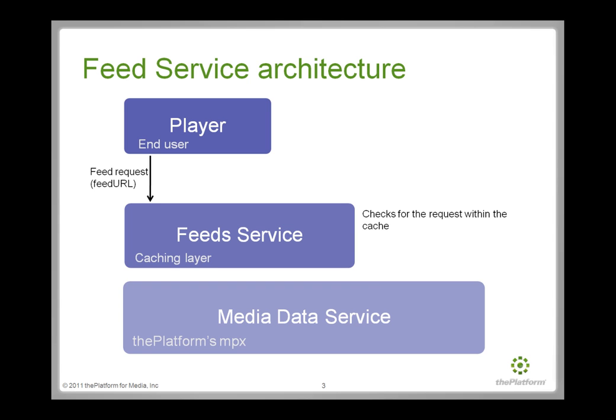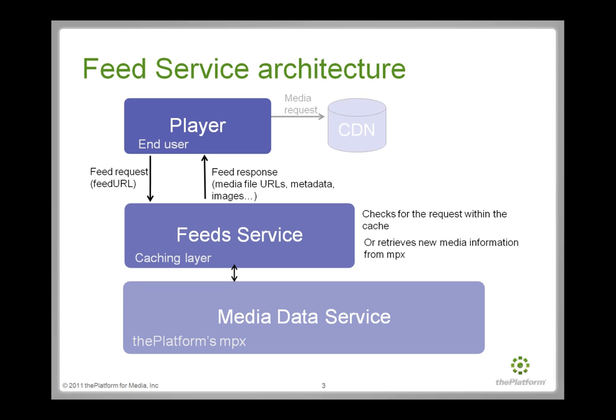If so, the feed data is returned from the cache. Otherwise, the feed service retrieves the media information from MPX. The player will then present the feed data or playlist of media to the end users. When the end user selects a media item to play, the player uses a media file URL from the feed to request and play that file from the CDN.